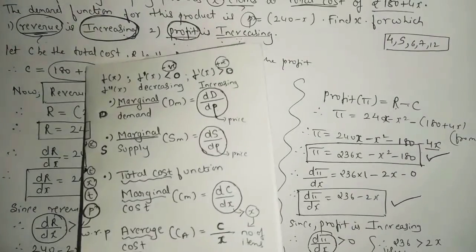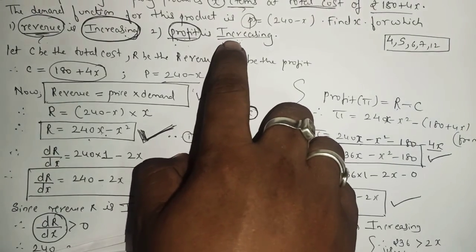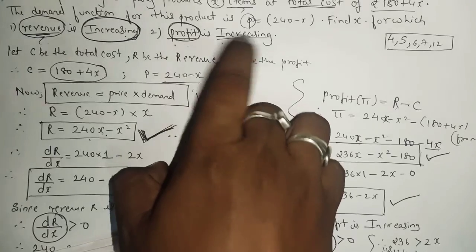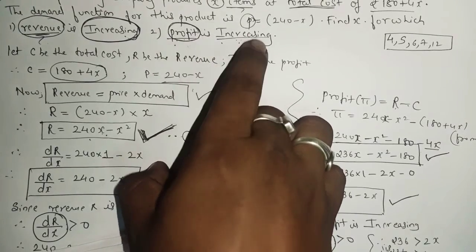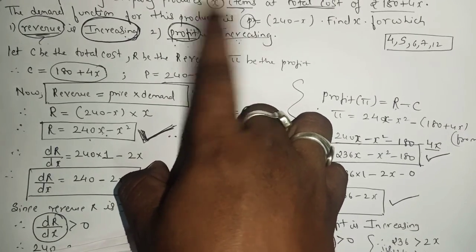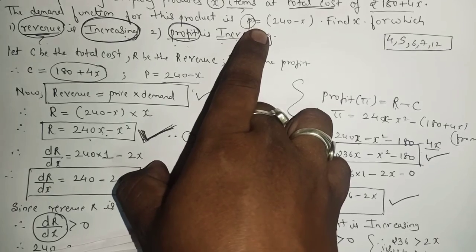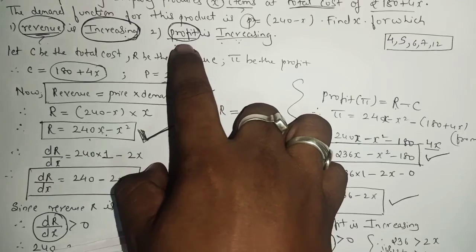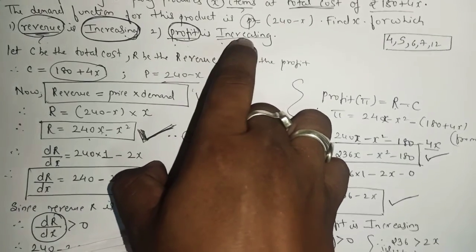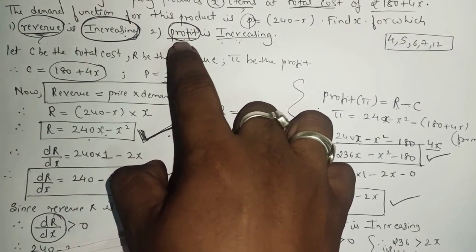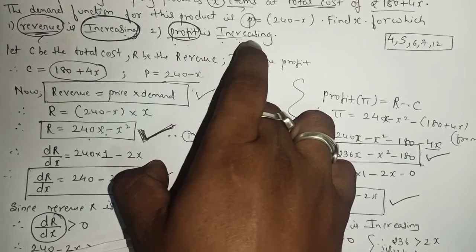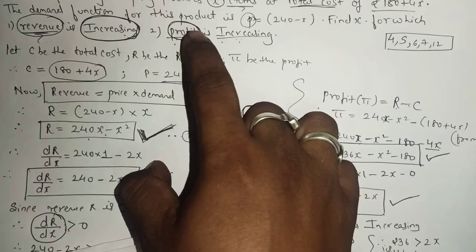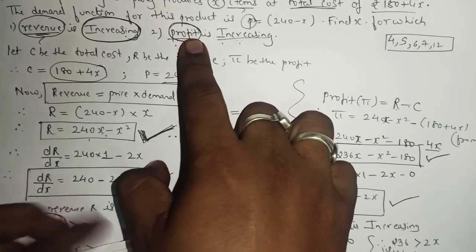The second question was, profit is increasing. Profit is increasing means what? You have to find the derivative of profit. Whatever it says, cost is increasing, price is increasing, revenue is increasing, profit is increasing or decreasing, if it says increasing or decreasing, that means you have to find the derivative of that term. As here profit is increasing, that means you have to find the derivative of profit. If it says that profit is decreasing, still you have to find the derivative of that profit first. Okay, so first you have to find the derivative.